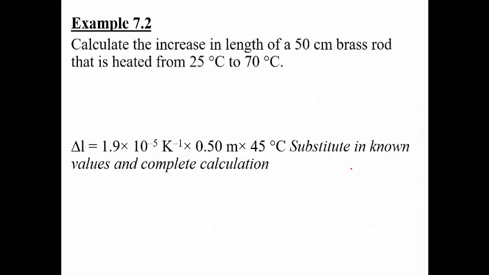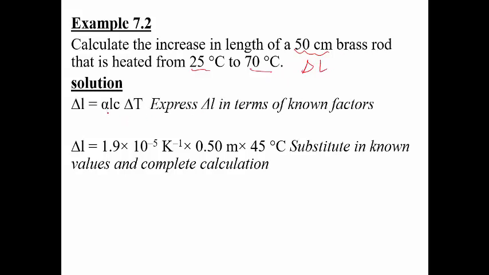The other thing is, let us take one example for length expansion. We have a brass rod that is 50 centimeter long, and the rod is heated from 25 degrees Celsius to 70 degrees Celsius. Here we are asked to calculate the increase in length, that means change in L, and change in L is calculated using alpha LC times change in T.